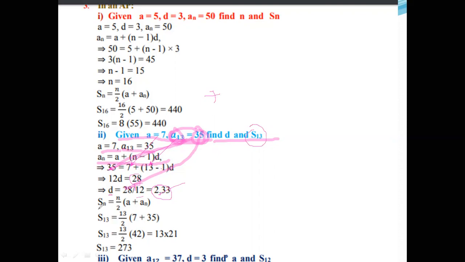In the next step, we have to find out the Sn. Sn is equal to n by 2 into a plus an. In this term, what is the meaning of Sn? S13, total number of terms are 13. S13 is equal to 13 by 2 into 7 plus 35. The next step, S13 is equal to 13 by 2 into 35 plus 7 is 42. If you divide this 42 by 2, it will become 21. 21 into 13 is 273. Very simple one. You can calculate easily. Just you have to know how we are going to substitute these values in this formula. After getting this, you can solve this problem easily.